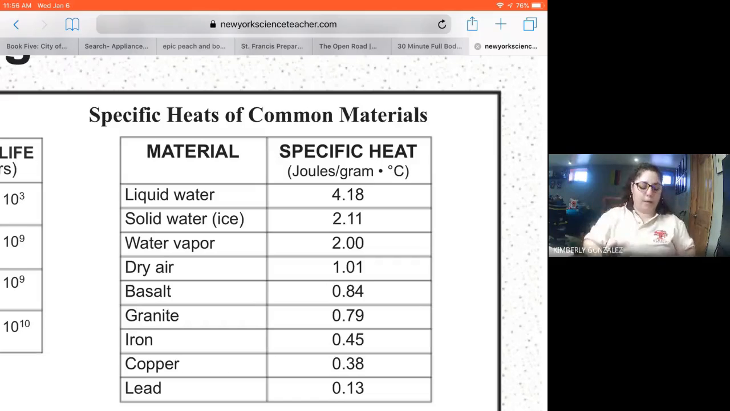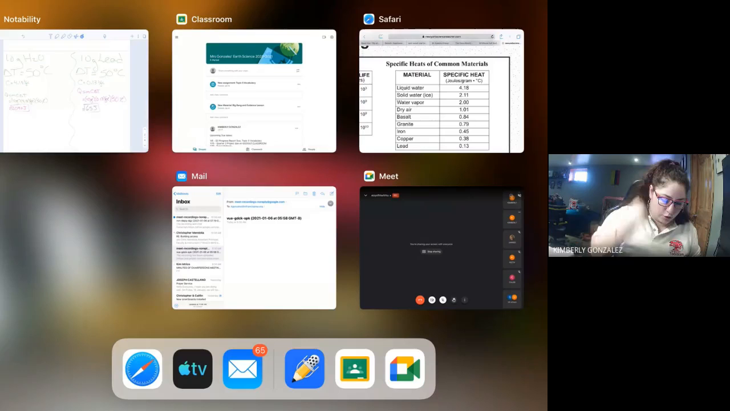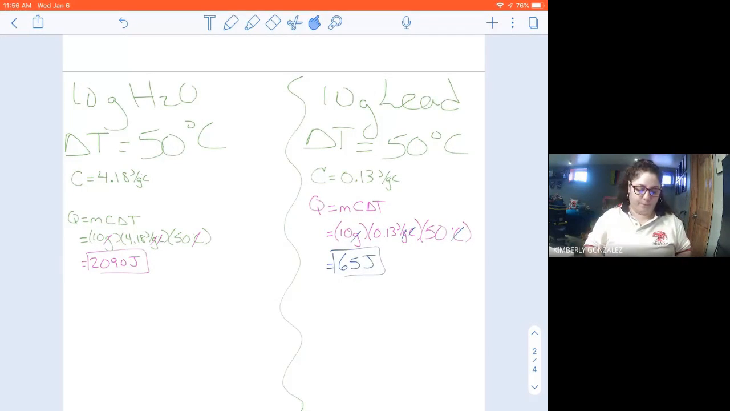You are not really responsible in this class to know how to do the math, but I'm going to show it to you. Here I have 10 grams of water and 10 grams of lead. With me so far? Just 10 grams of water and 10 grams of lead. So I have the same amount of lead as I do water. I want to change both of them by 50 degrees. Good so far?